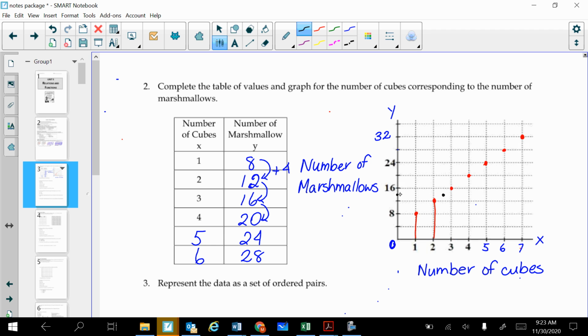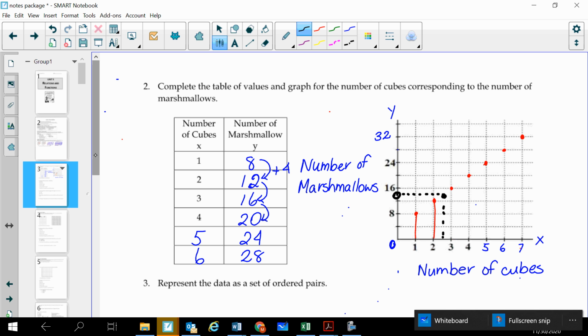So over here. Does this data make sense for this point? Can I have 2.5 cubes? I don't know what that number over here is, but would it make sense to have that data? No, because we can't have half cubes. We can't have half marshmallows. So we're not going to join the points, and we're going to talk about that a little bit more in the next section.